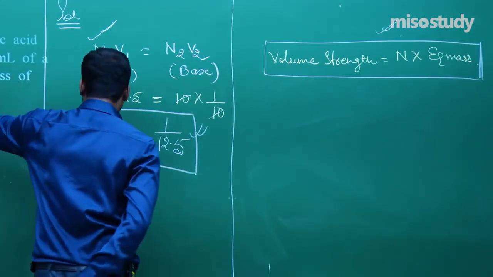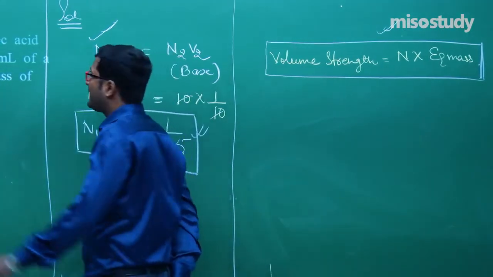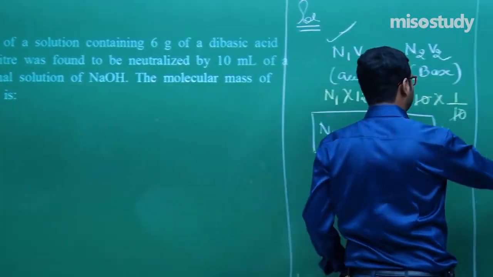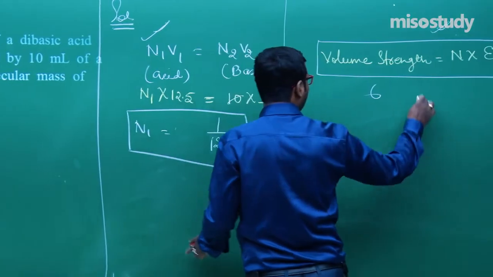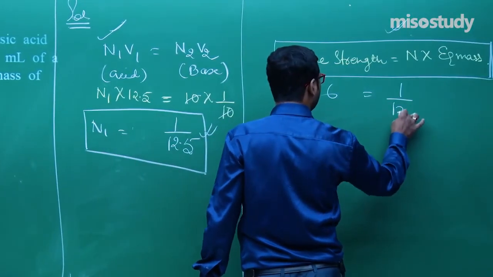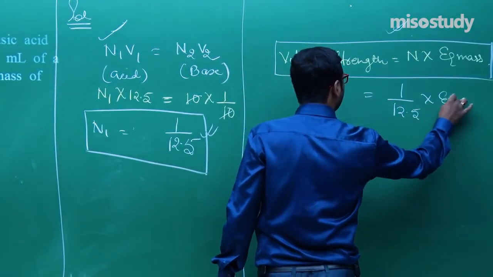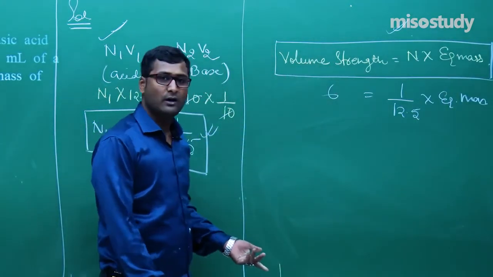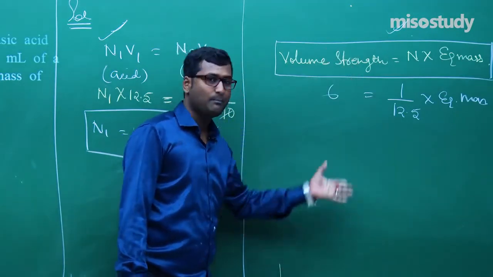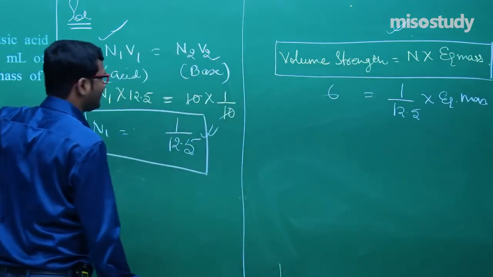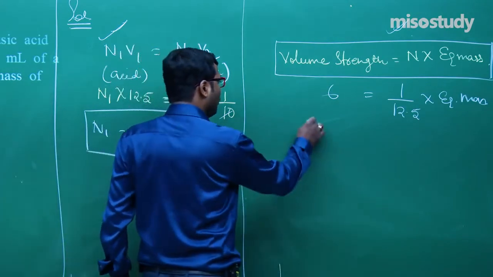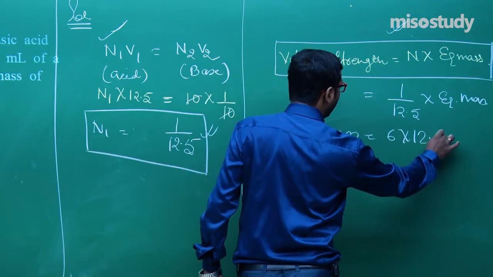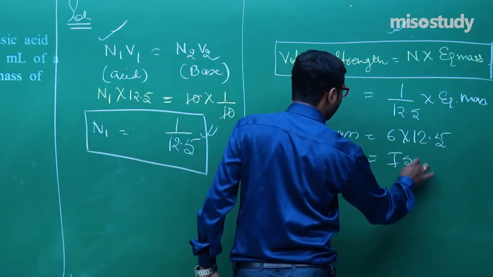Volume strength, look at the question here, 6 gram of dibasic acid in 1 liter, volume strength that is 6. Okay sir, and normality is equal to 1 upon 12.5 into equivalent mass. Yes sir, you are correct. It's your turn. You have to put the value according to the data, and data is given here. Now equivalent mass is equal to 6 into 12.5, that is equal to 7.5.